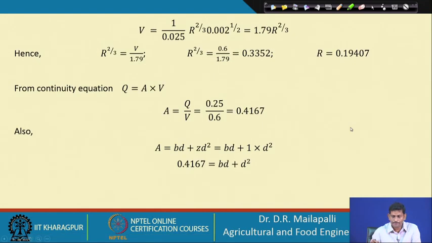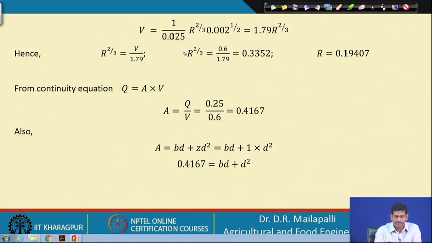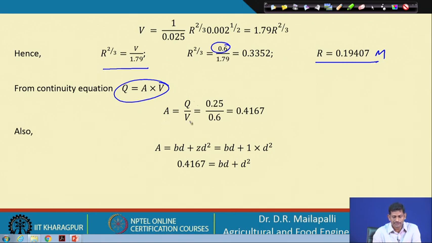So, this is the V, and now R power 2 by 3 will be V by 1.79. Substituting V value, you get R is equal to 0.19407, okay, this is in meters. From continuity equation, Q equal to A into V. So, A equal to Q by V, and you get A in meter square.